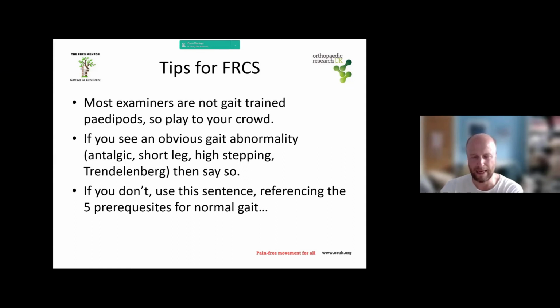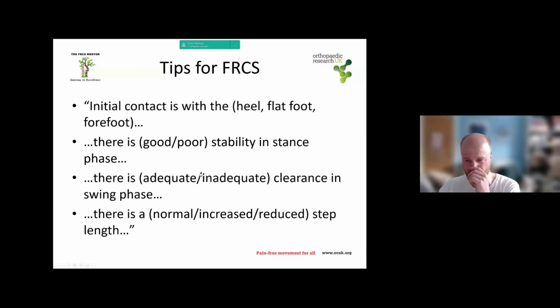I don't think there's any necessity to go through the details of gait analysis if it's a fairly obvious gait abnormality. But, sorry, that's my alarm telling me to finish. If you don't see an obvious abnormality, then you do need a structure for how to visually describe someone's gait. And this is how I would propose that you do it.